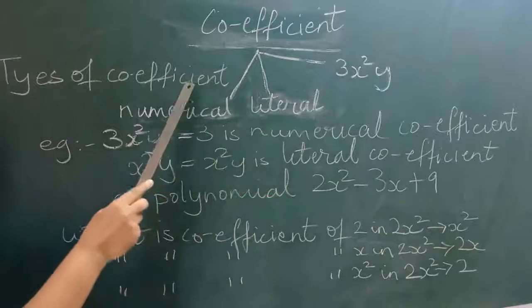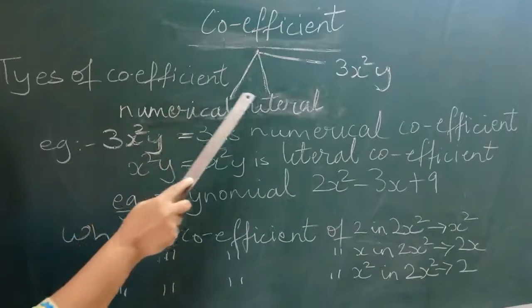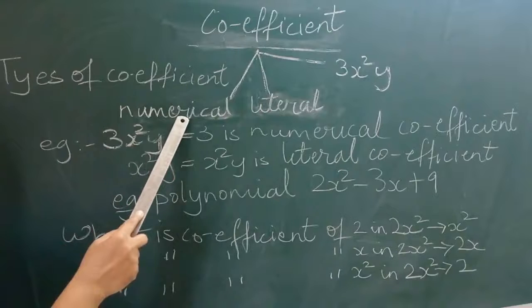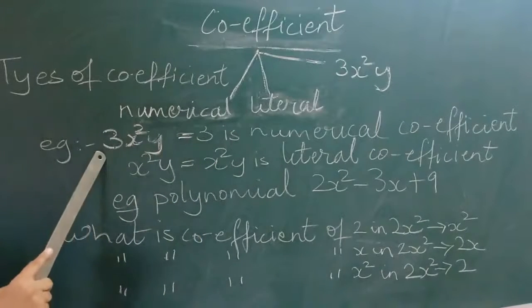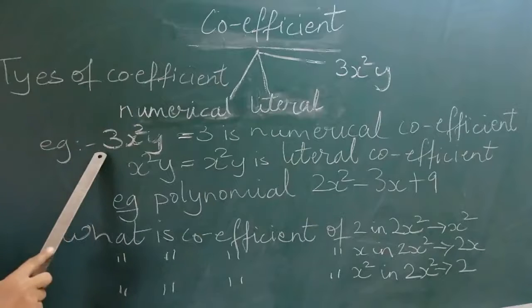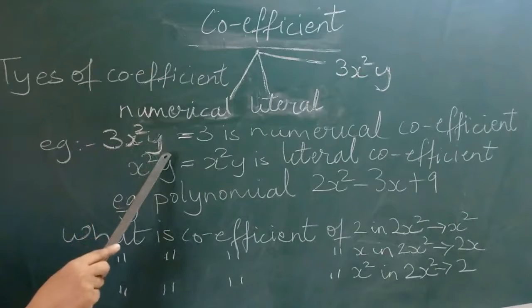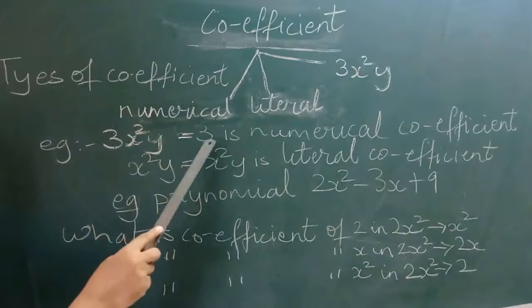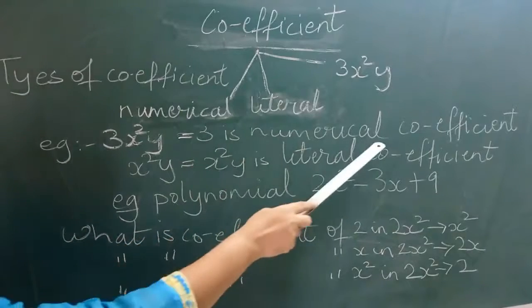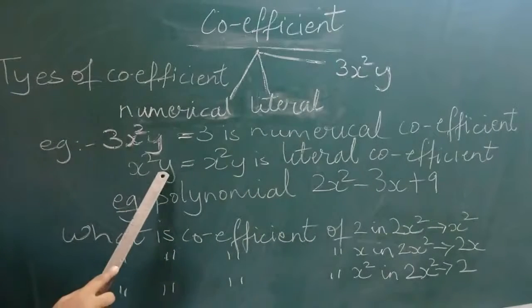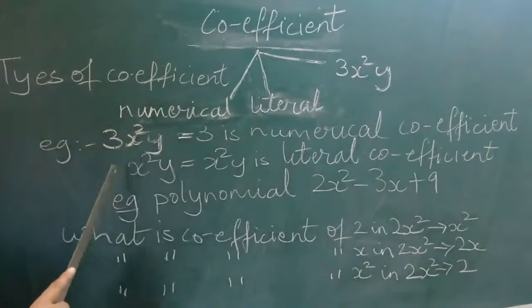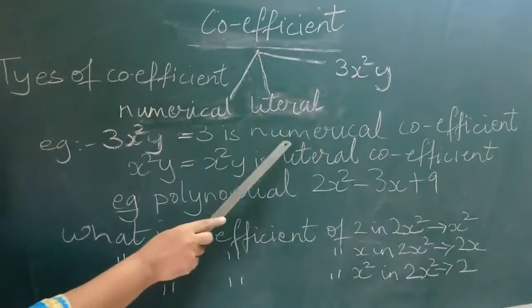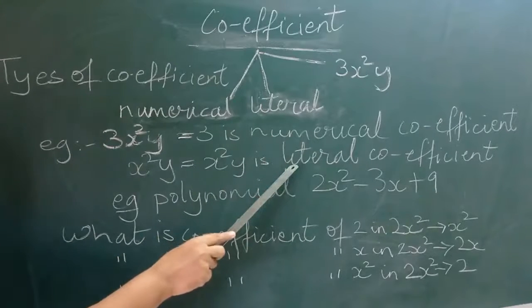Now first, the coefficient is divided into two parts, that is numerical coefficient and literal coefficient. Let us explain with the help of an example. 3x square y is a term in which 3 is the numerical coefficient, and x square y is the literal coefficient. Every term will have a numerical and literal coefficient.